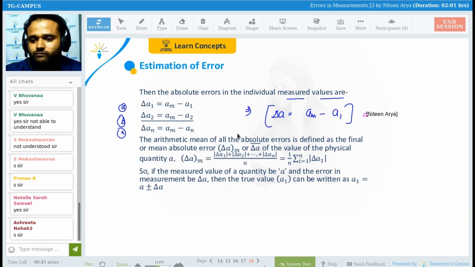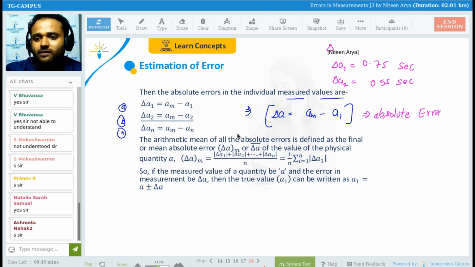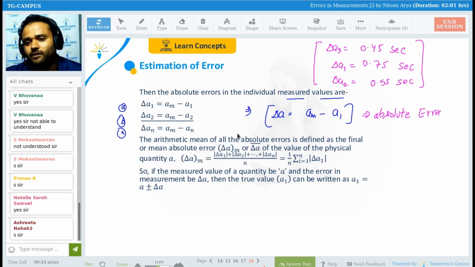Is this clear, everyone? Absolute error. Now obviously that error is going to be very large. Suppose it is 0.75 second each time. Now you are going to find that the first time it is del A1 that much. Del A2 is 0.55 second. Del A3, the absolute error in the third observation, is 0.45 second. Now you are again confused which one to take as the actual error, because you don't know the actual value, and the errors are so different from each other. So what are you going to do? Take the arithmetic mean of the absolute errors also. That is taken as the actual error.